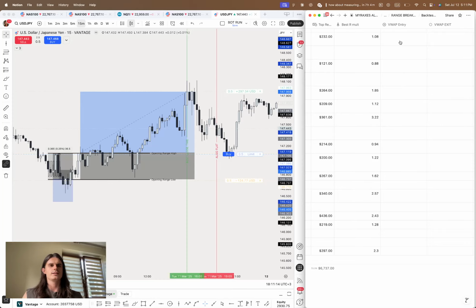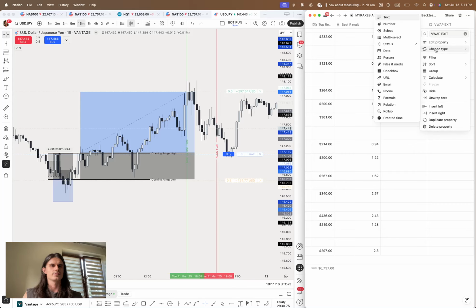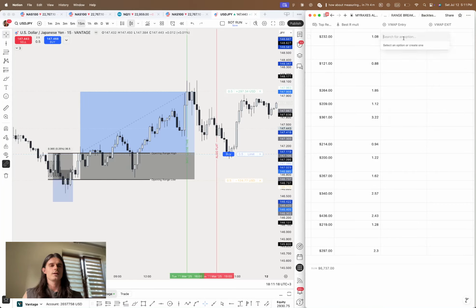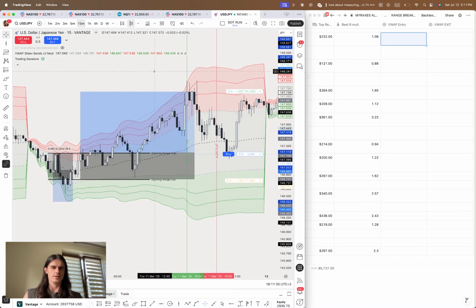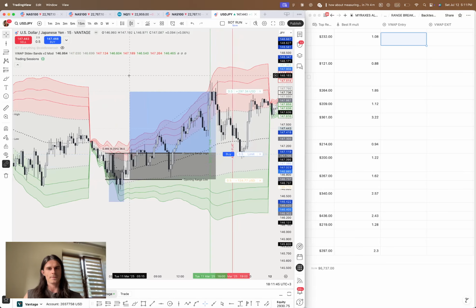In this case, not a status. Come on, select. I'm going to be measuring where I entered and how far the price actually traded. And potentially later on, when I collect enough data, I'm going to understand how to use this data for my strategy and how to make it better. Or I'm going to understand that this actually makes no sense in the long run.